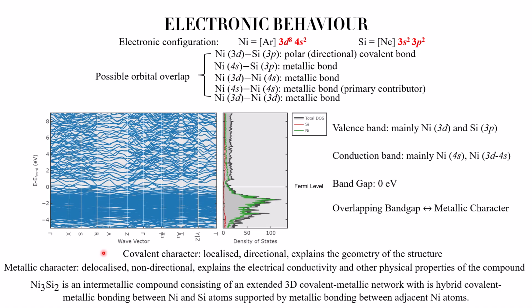So, Ni3Si2 has both a covalent character, where the electrons are localized and directional, which characterizes the geometry of the crystal structure, but also a metallic character, where the electrons are delocalized and non-directional, leading to good electrical and thermal conductivity and other such physical properties. Therefore, we can now say that Ni3Si2 is an intermetallic compound with hybrid covalent-metallic bonding between nickel and silicon atoms, supported by metallic bonding between adjacent nickel atoms.